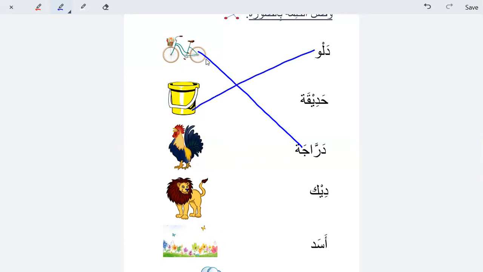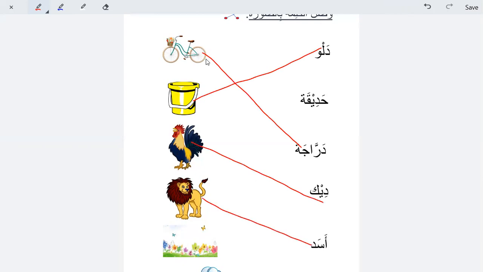Dalwun. Rooster, deek. Lion, Asad. Good. Garden, Hadika. Good. Latifa. Bicycle, daraja. Good. Bucket, dalwun. Rooster, deek. Lion, Asad. Garden, Hadika.